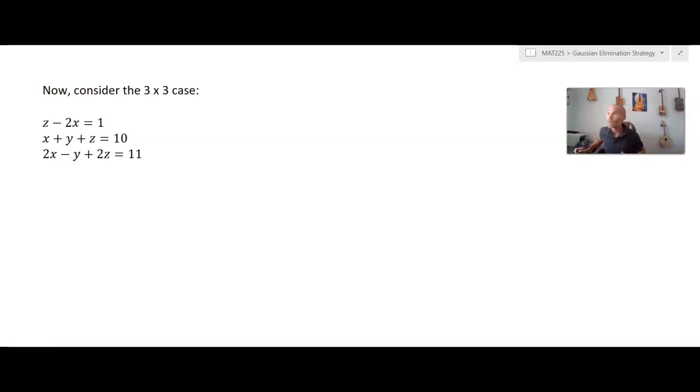Welcome back. In our previous video, we looked at the 2x2 case and strategies for solving a system of linear equations using Gaussian elimination in matrix form. Now we're going to take a look at the 3x3 case.